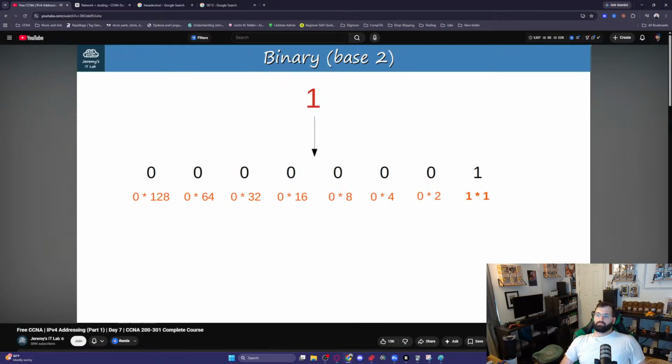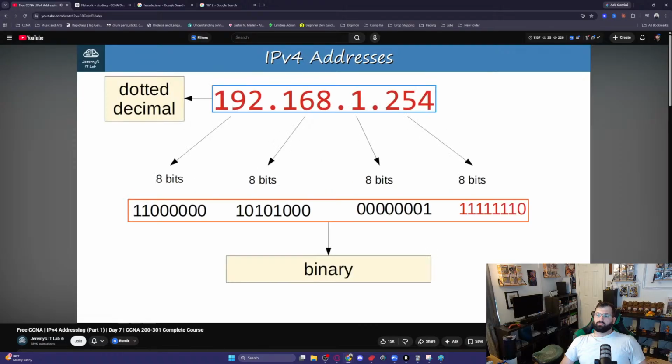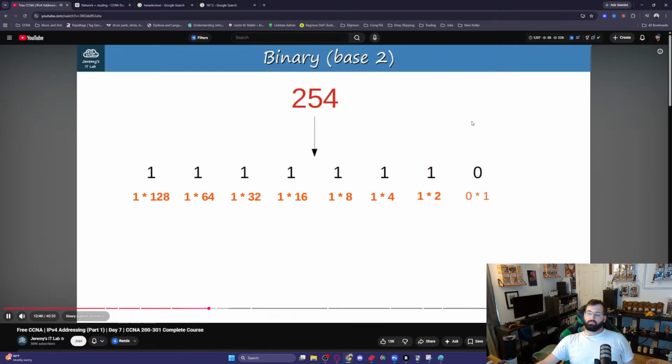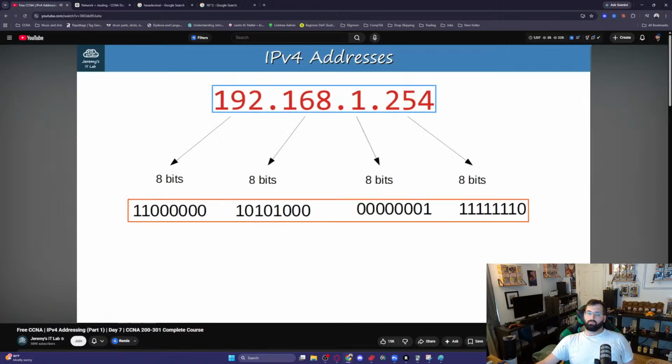Let's go to the last 8 bits of the IP address. 254 is equal to 11111110 in binary. Let's take a look. Binary 11111110 represents 1 unit of 128, 1 unit of 64, 1 unit of 32, 1 unit of 16, 1 unit of 8, 1 unit of 4, and 1 unit of 2. Add those all together, and you get 254. So hopefully you have an idea of how binary works now.